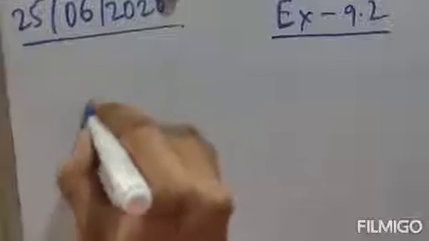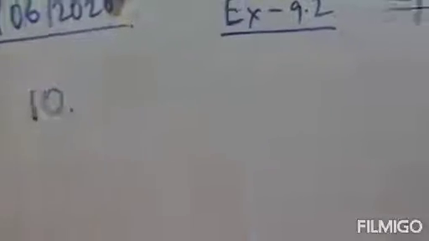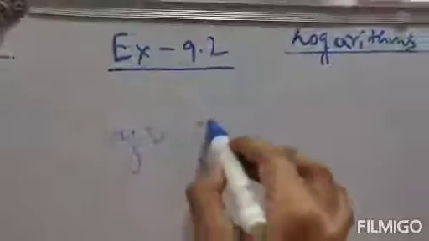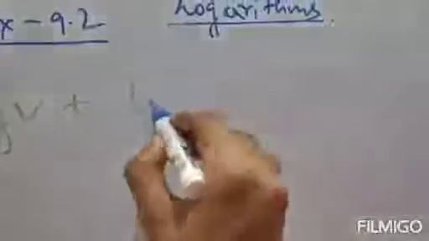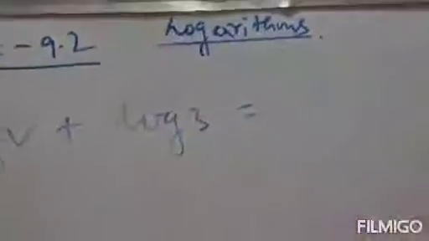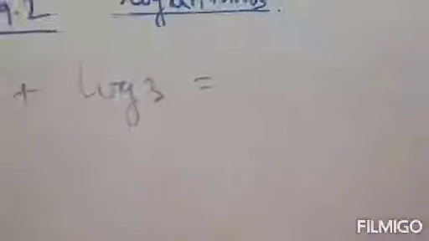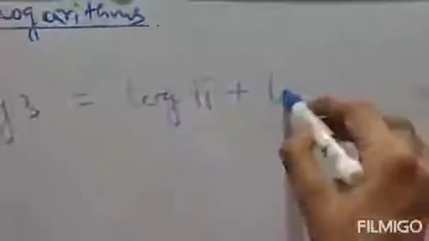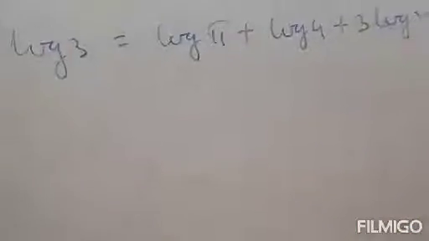Question number 10 says log v plus log 3 equals log pi plus log 4 plus 3 log r. Clear? We have to find out the value of v.